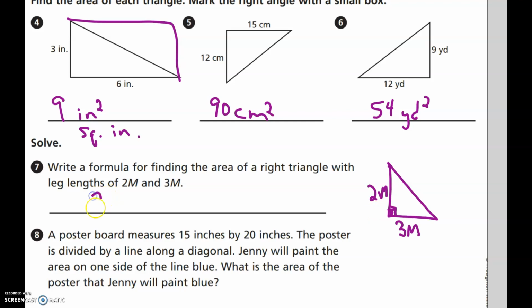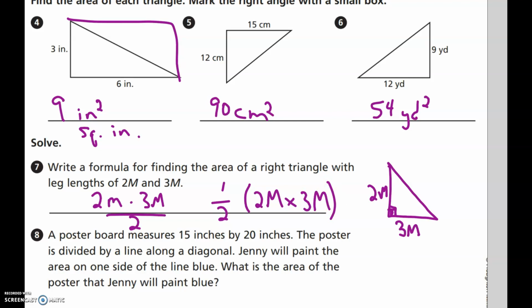You would do 2m times 3m, and then you divide it by 2. Or if you like, you could write it like this. So we're just putting letters and numbers in where you would normally put one number.